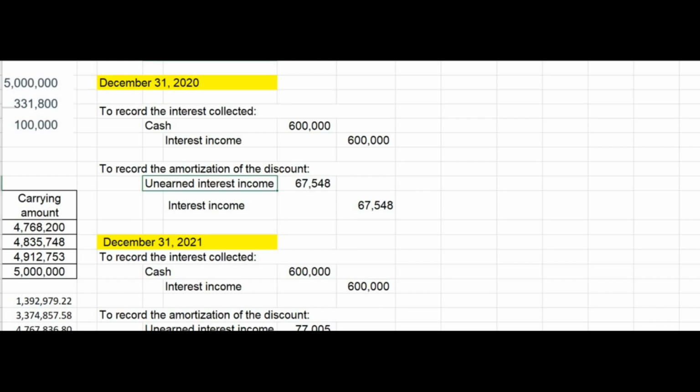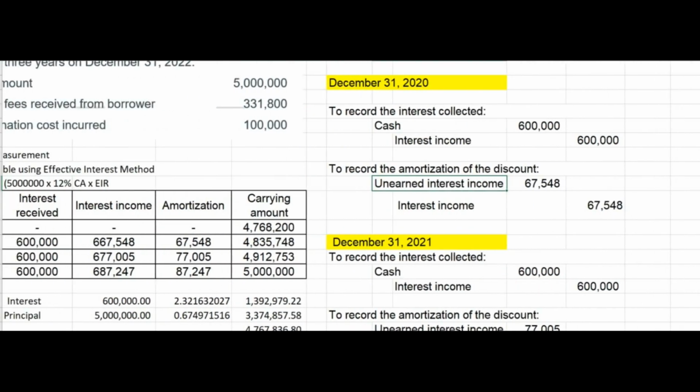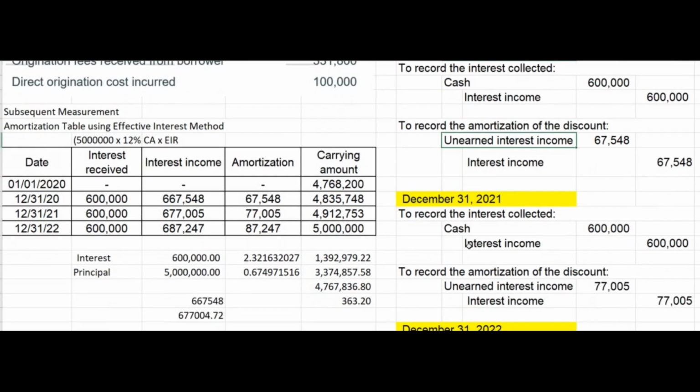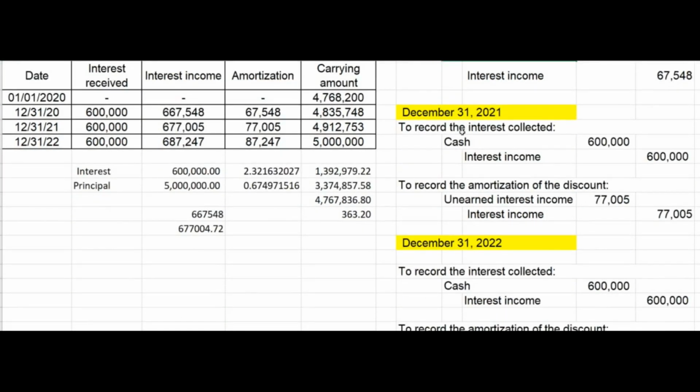So, again, if you're going to look at the amortization table, you can just refer to the amortization table for your entries. For 2021, ganun din. Una, meron siyang cash na natanggap para sa interest. So, nag-debit siya ng cash, nag-credit siya ng interest income. Another entry for the amortization of the unearned interest income. So, based on the amortization schedule, yan, 77,005.